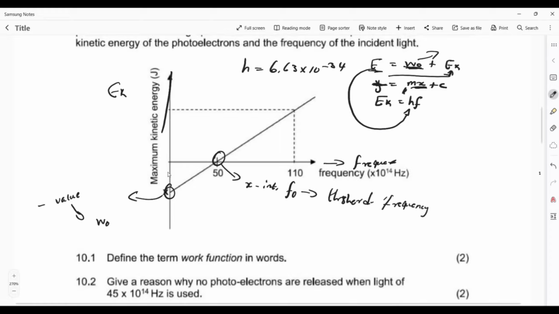Then we said our y-intercept is the work function, so I'm going to have negative WO. Don't forget that c, according to a straight line graph, represents the y-intercept, and here WO is our c. So this one is our gradient, this one is our y-axis, our x-axis, and our y-intercept. That's what you need to understand and know.